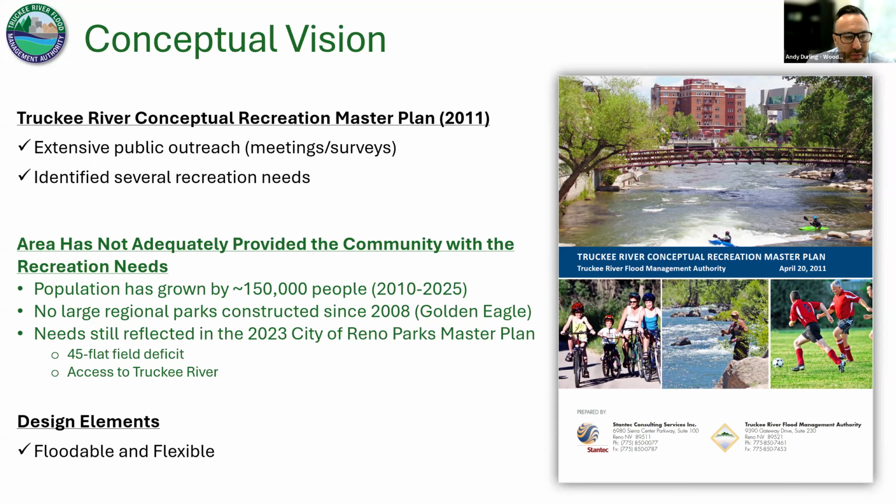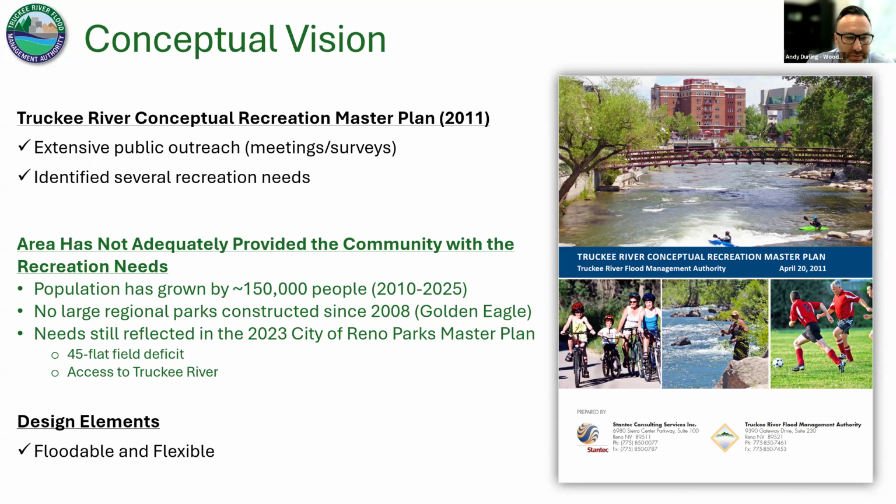Most notably, the city of Reno, just in the last couple of years, updated their parks master plan and brought into greater clarity the fact that our region as a whole is in a deficit of flat fields. So flat turf fields that could accommodate, say, soccer or lacrosse sports to the tune of about 45 flat fields across the region. So when you look at it from 2011 to now, our region really hasn't added a lot of those types of facilities.